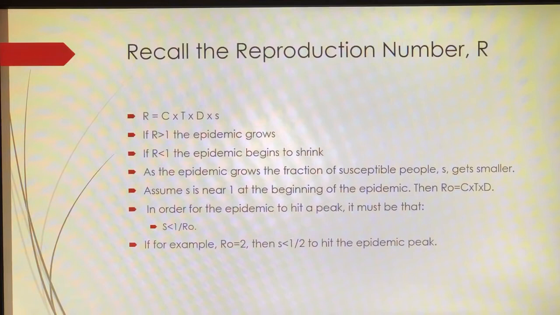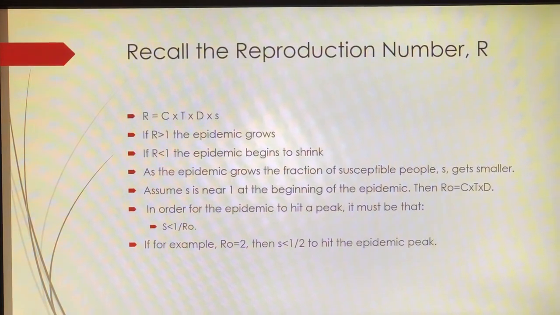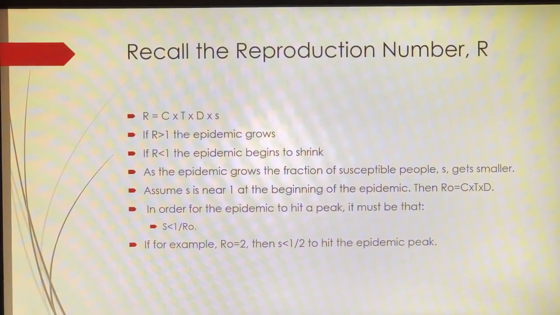Now, as the epidemic grows, one thing to keep in mind is it grows by converting susceptible people to infected people. So as the epidemic gets bigger, the fraction of susceptible people has to get smaller. So let's assume for a moment that S is near 1 at the beginning of the epidemic. Then we can measure the initial reproduction number, or R0, as just being the product of the contacts, the transmission rate, and the duration of the infection.